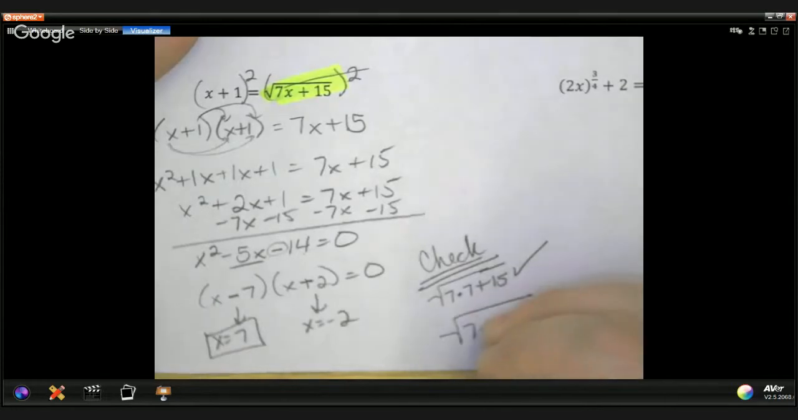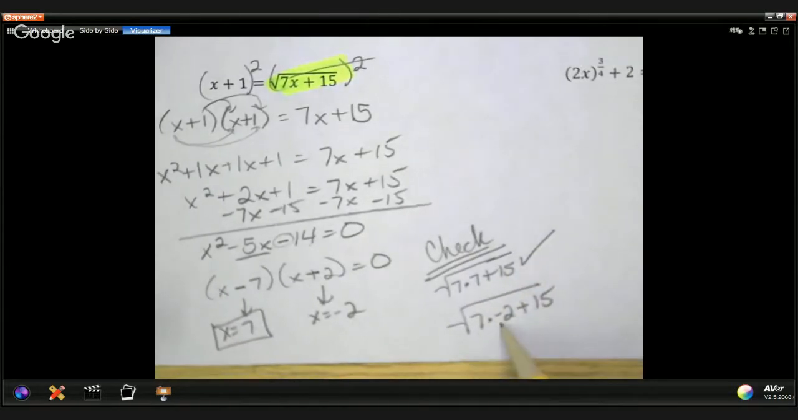So it's 7 times -2 plus 15. Well, 7 times -2 is -14. But if I add 15, that gives me +1, and I can take the square root of +1, so this is also an answer.